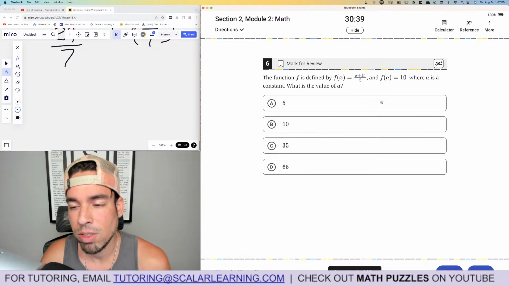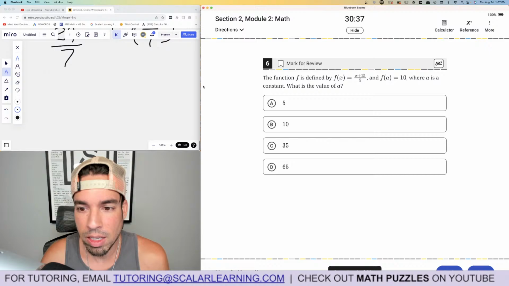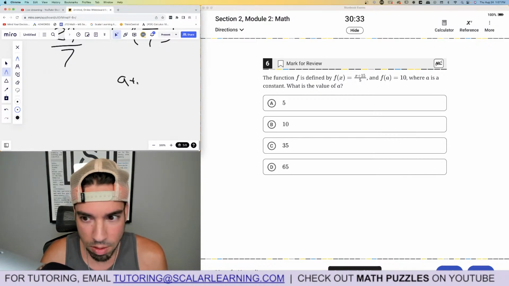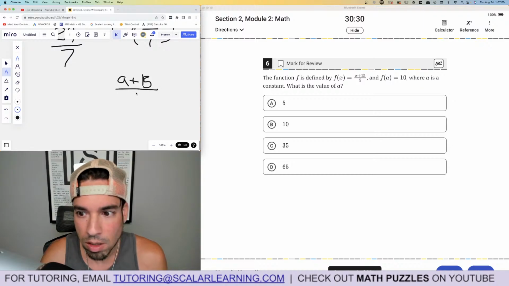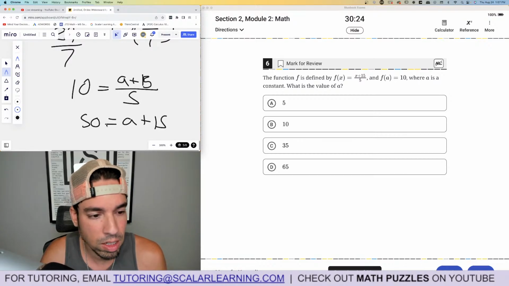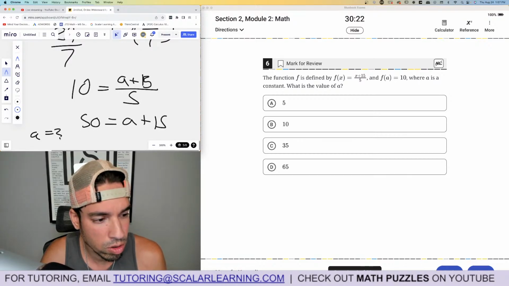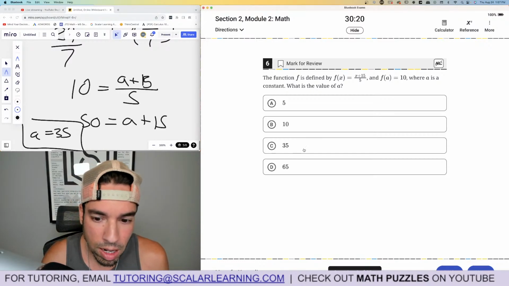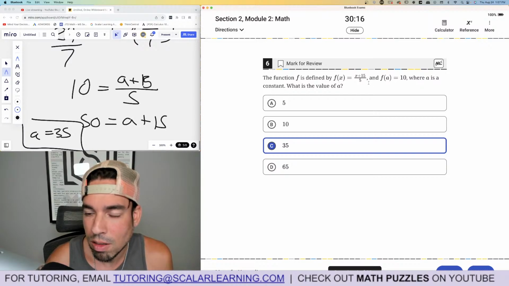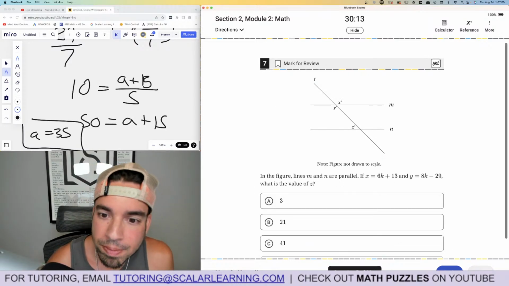All right. Number 6, the function f is defined by this, and f of a is 10, where a is a constant. What is the value of a? So when we plug in a for x, we get a function value of 10. Multiplied by 5, we get 50 equals a plus 15, minus 15. A equals 35. Boom, 35, done. Let me just double check. If f is 10, 50, yeah, 35, boom, done.